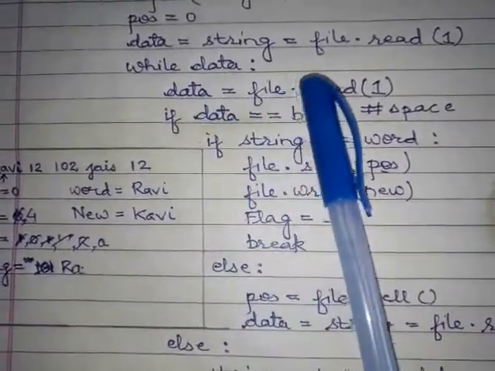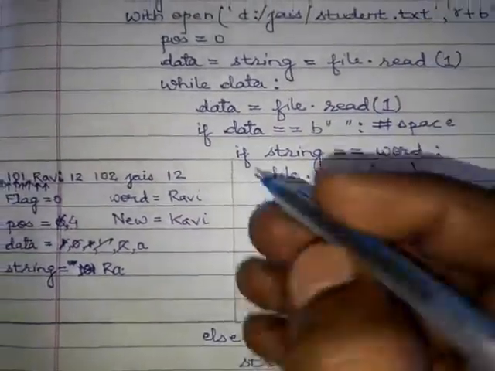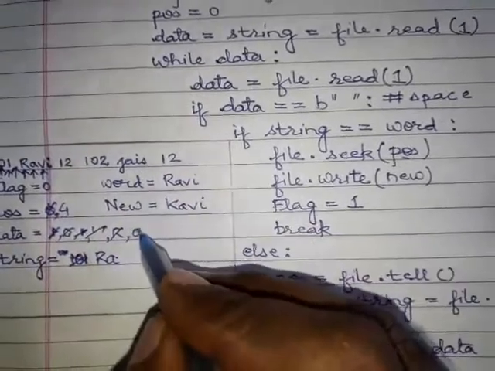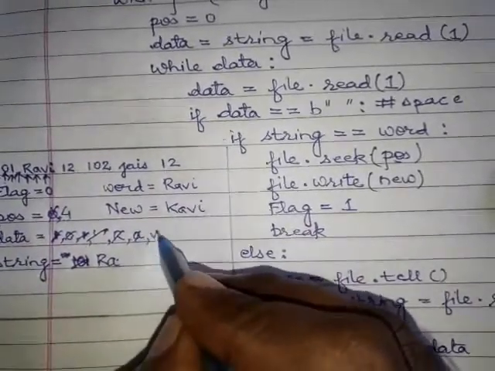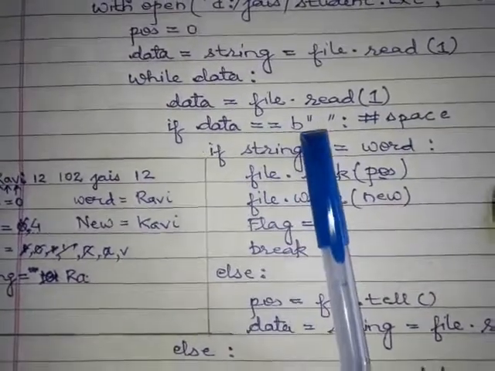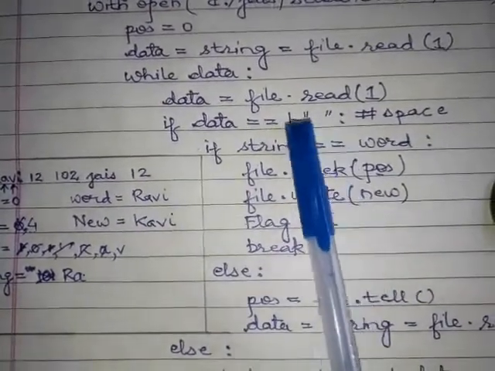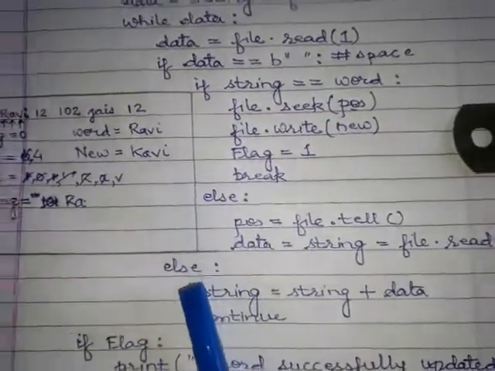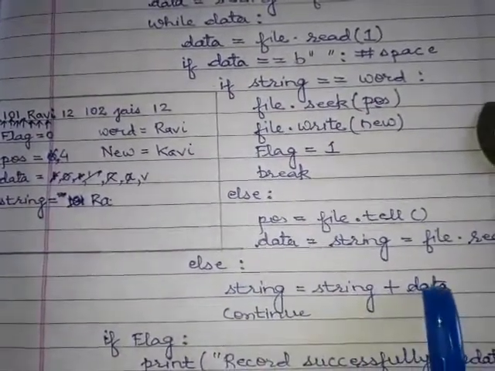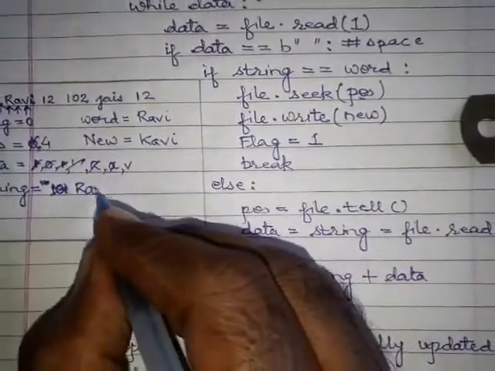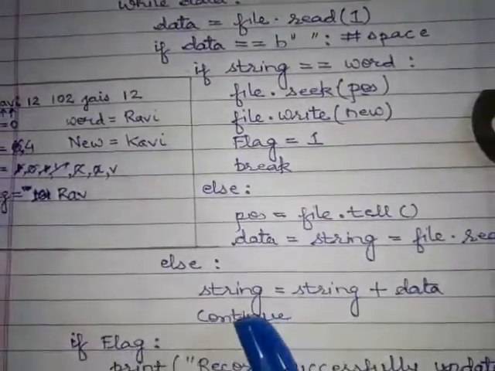Then continue. Continue means go again to the while loop. Data equals file dot read 1, which reads the next byte. The next byte is V, so data will contain V. If data equals space, no, data contains V, so this is skipped. We go to the else part: string equals string plus data. Whatever the data is gets appended, so string will contain V. And again continue.